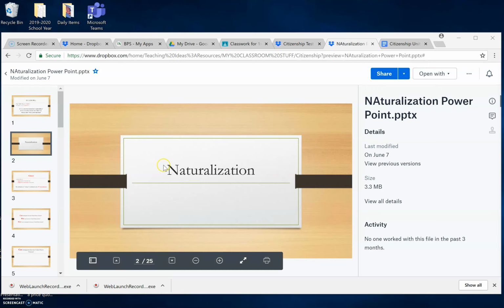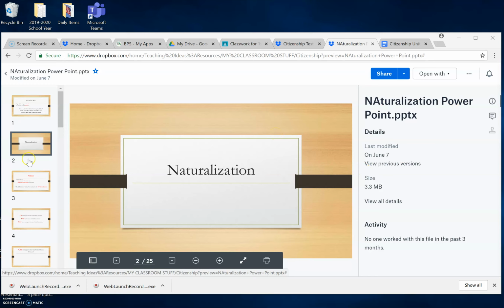So we'll start with naturalization. A little bit of this is going to be review, so I'm going to go fast through the review in case someone was absent and didn't get it all. And then I'll slow down when we start getting to the amendment stuff, because that's when it gets a little more wonky. That's stuff we haven't gone through yet.